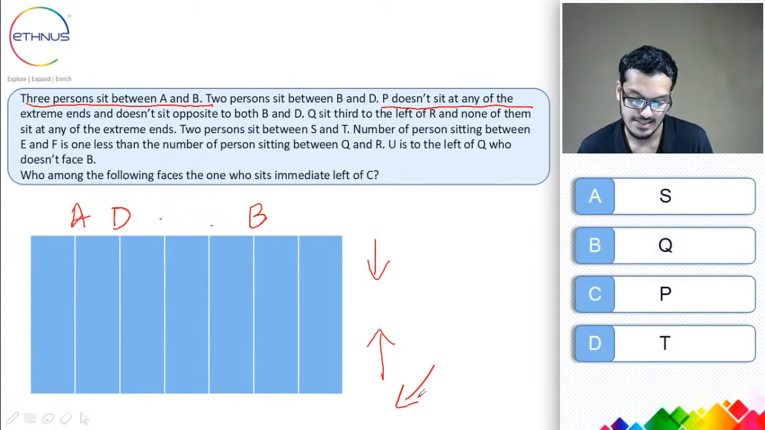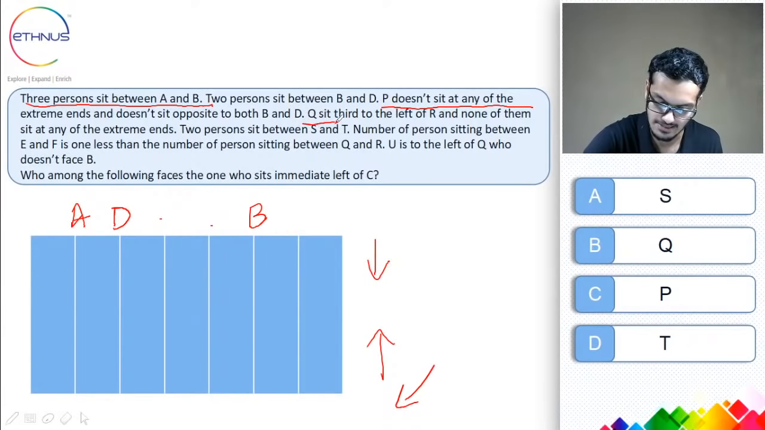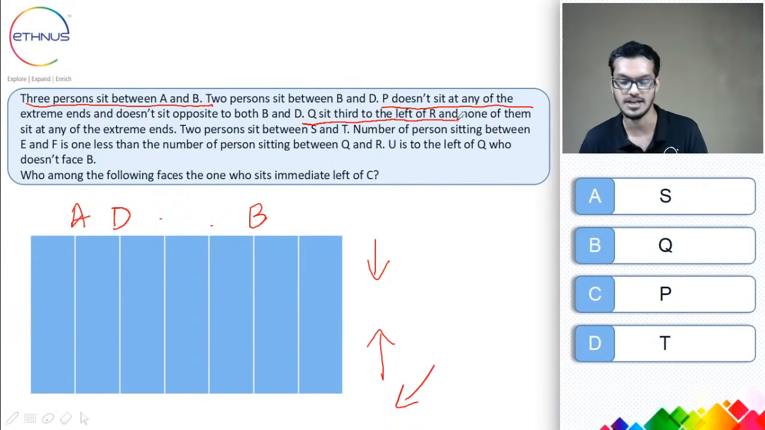2 persons sit between S and T. That is what they have mentioned. The number of persons sitting between E and F is 1 less than the number of people sitting between Q and R. Now, talking about Q and R, what is the distance between them? That is very important to understand, and that is nothing but Q sits third to the left of R, as mentioned here.